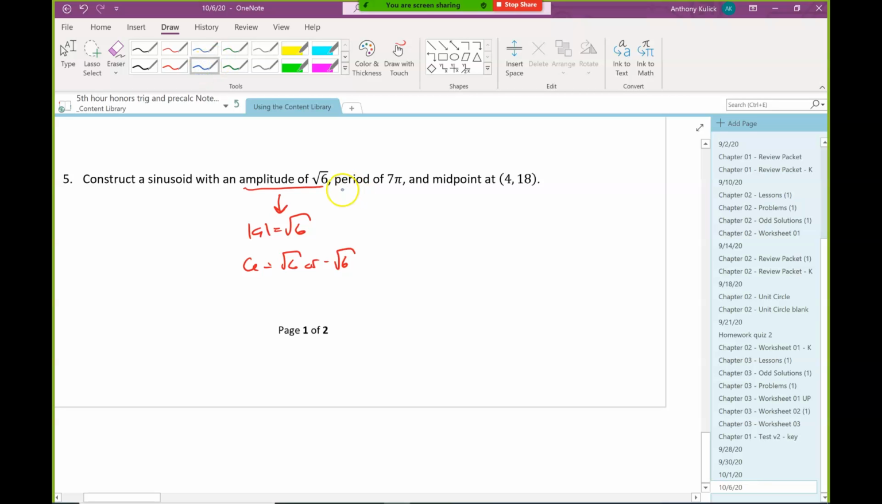We're told that the period is 7 pi over 6. So I know that the period is equal to 2 pi over the absolute value of B. So if 7 pi over 6 is equal to 2 pi over the absolute value of B, and I solve for B, the pi's cancel out, and I'm left with just 7 over 2. So B is 7 over 2 or negative 7 over 2. Okay with that?